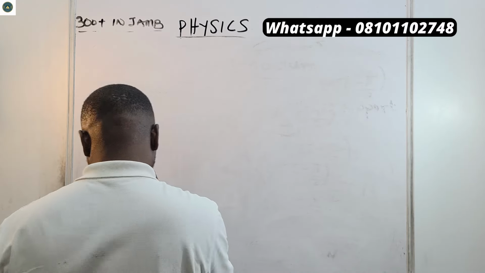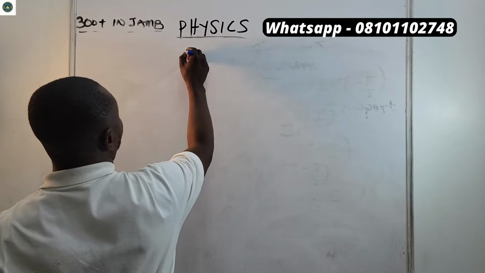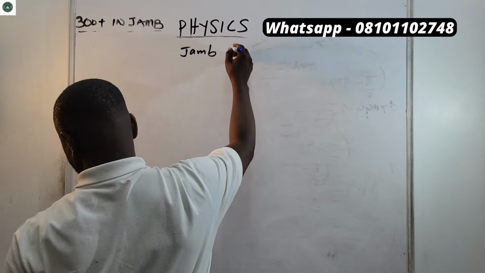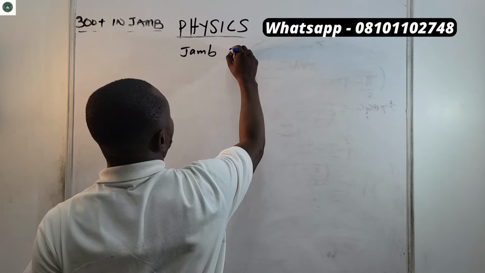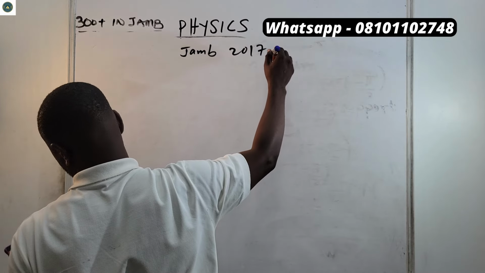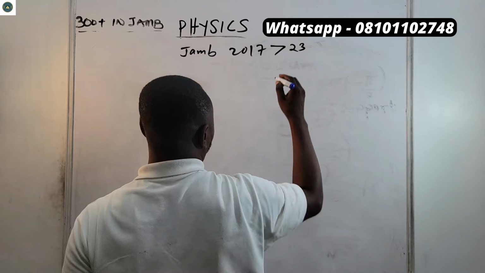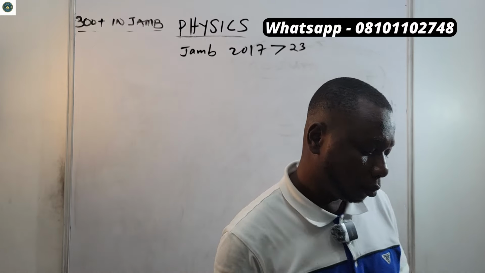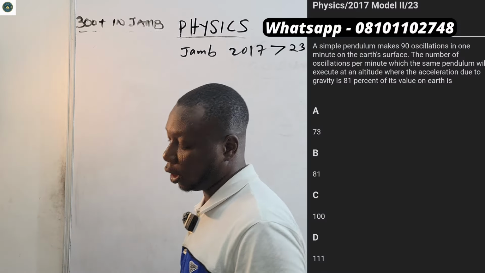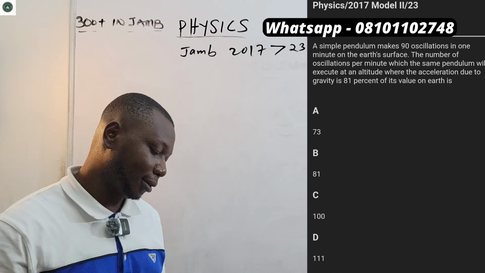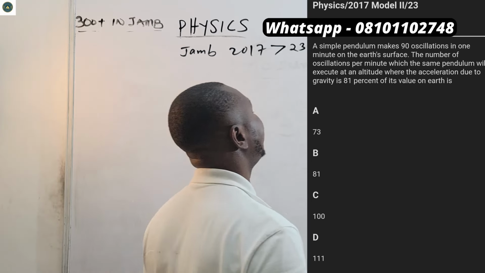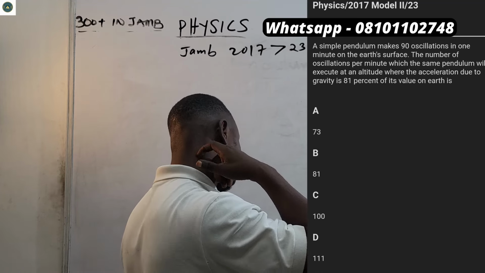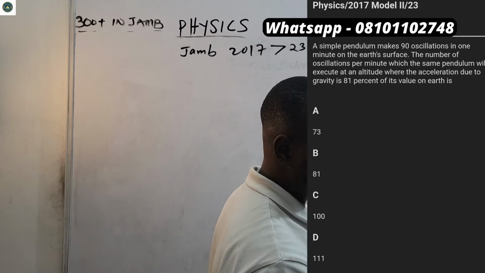We have JAMB 2017, Question 23. A simple pendulum makes 90 oscillations in 1 minute on the Earth's surface.